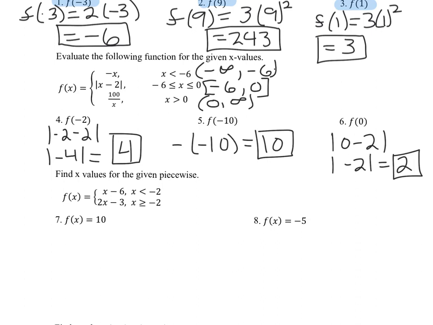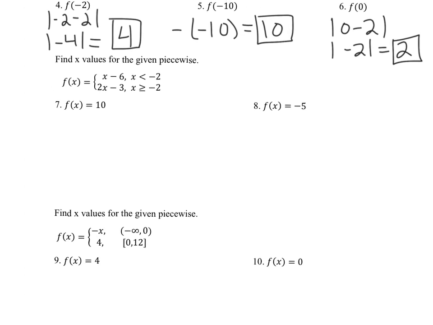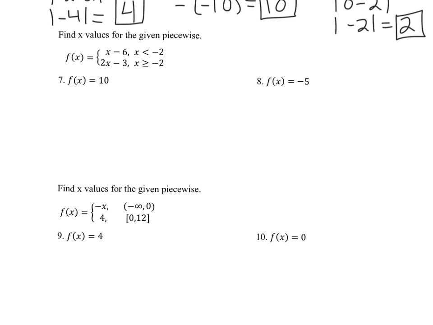Now, don't be discouraged by us not using 100 over x. We just weren't needing it for these particular answers. So 100 over x may have been used if, say, we used something like a 10 or something like a 20, because those would have been numbers that were greater than 0 going towards infinity. Well, let's go ahead and take a look at these bottom ones, 7, 8, 9, and 10.